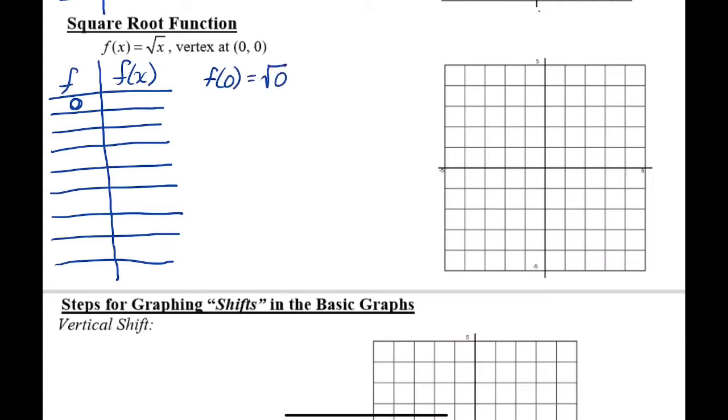So the square root of 0, that's not that difficult. Square root of 0 is 0. I'm going to try the square root of 1. Let's try that next. Square root of 1 is 1.